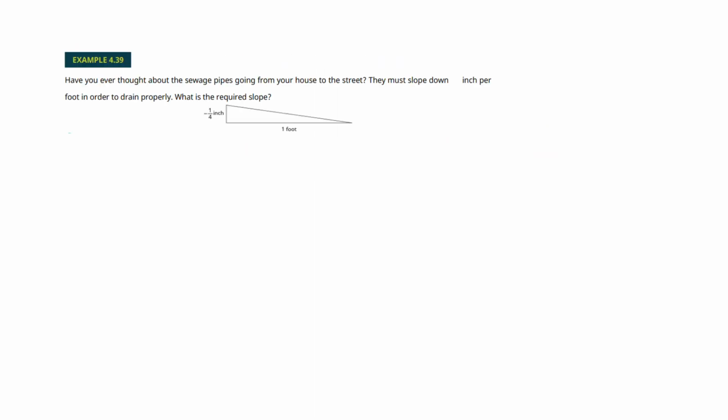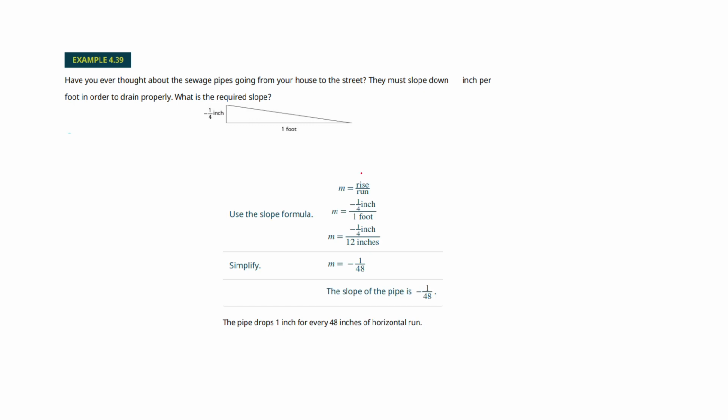All right, one more type of problem. They've done the same thing here, but the only thing they have done is they've given us a fraction. So let's see if we can use what they've done. So our rise is -1/4, and our run is 1.